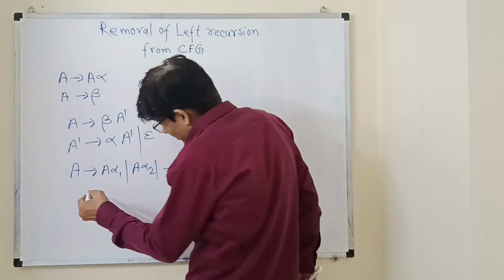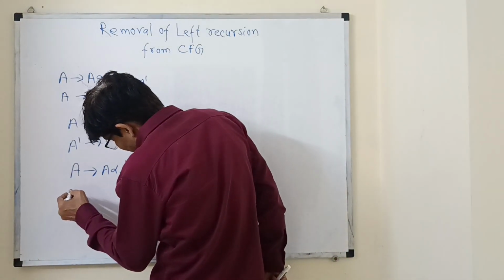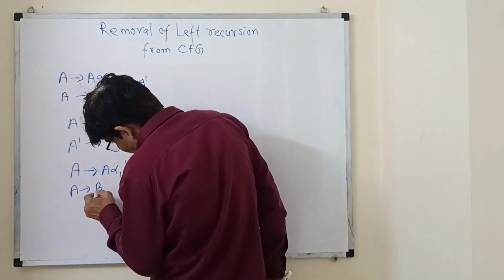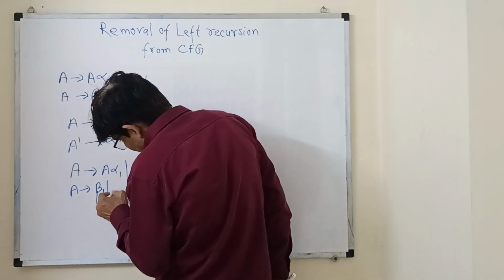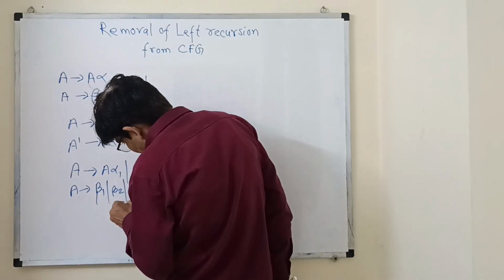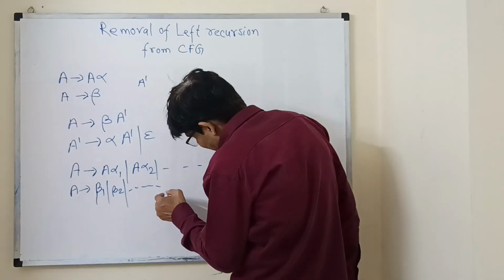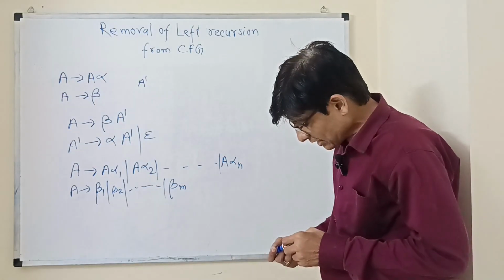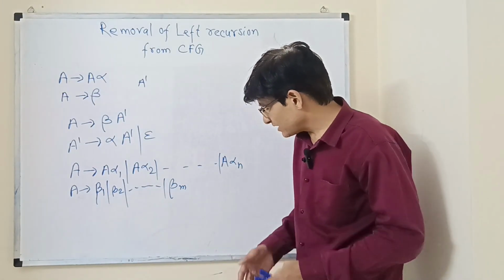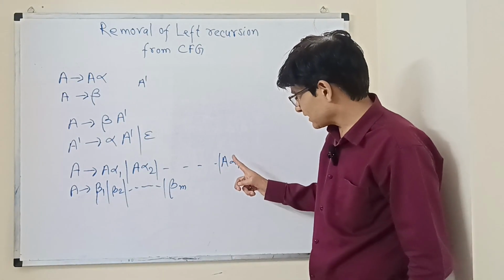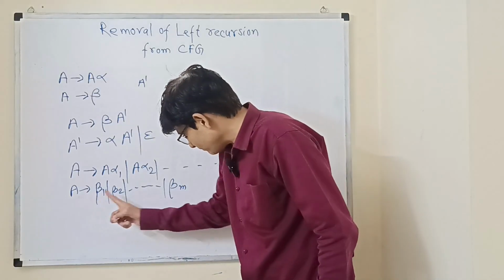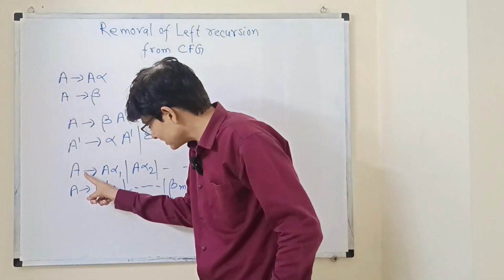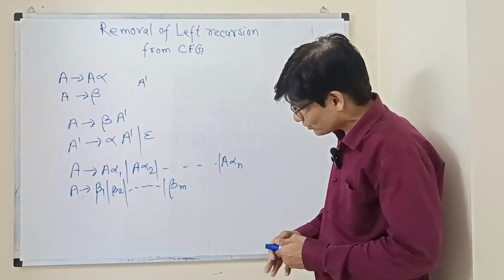which are left recursive, and non-recursive productions you have: A gives beta 1, beta 2, up to beta m, like this. So how many productions do you have in the original grammar? N number of productions which are left recursive, and m number of productions which are non-recursive. Now how to convert these left recursive productions into right recursive productions?